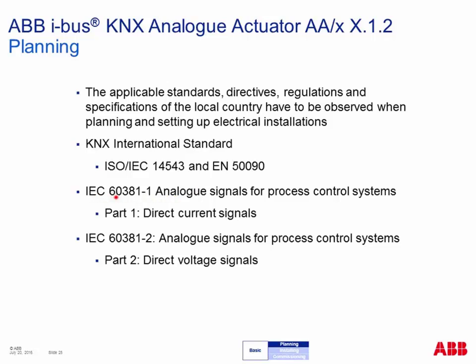One is the IEC 60381-1, which is for the current signals, and the 60381-2 for the voltage signals. So here you can read, for example, some information about this handling of analog current and voltage signals.